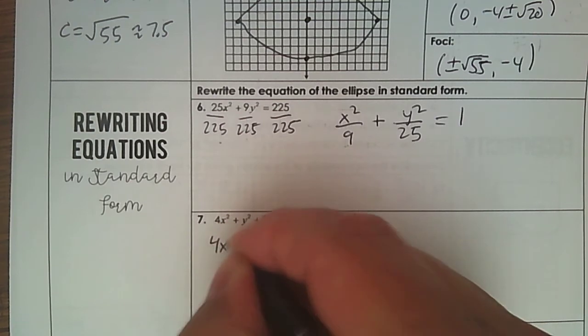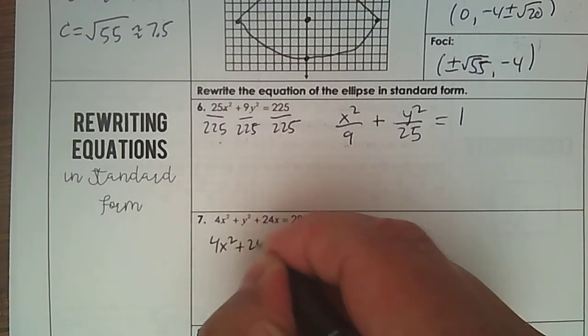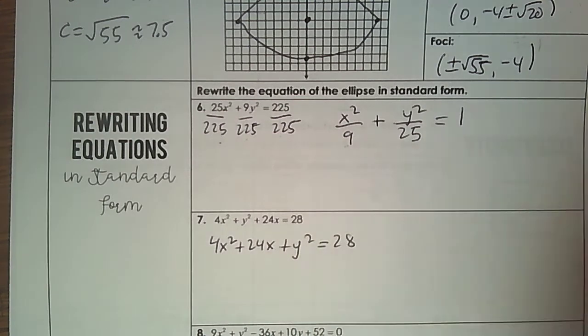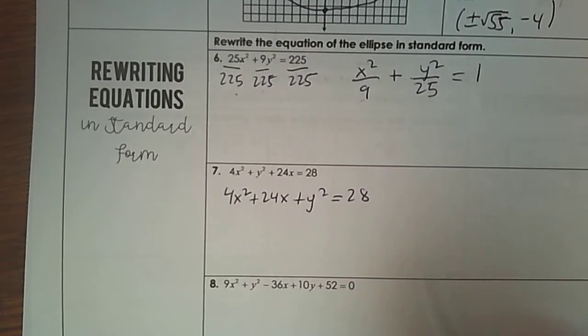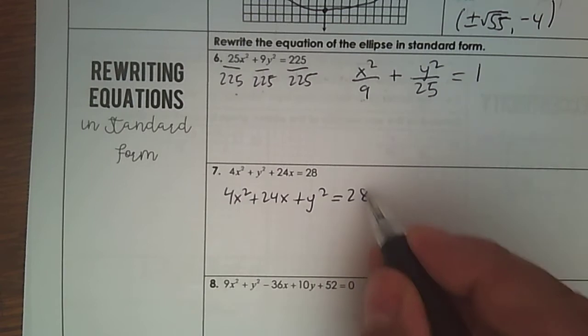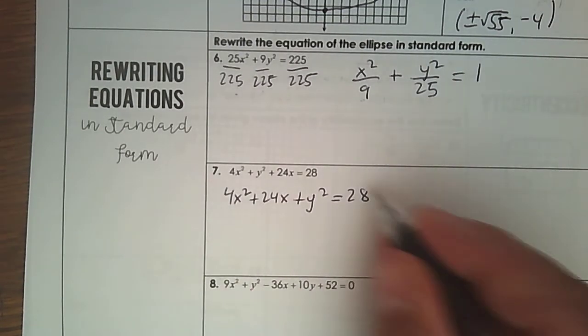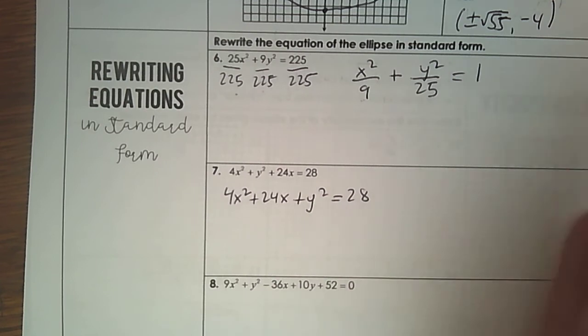Number 7. I'm going to rearrange this equation. So I'm going to put the x's together. So we're going to add 24x. The y squared can be beside it, and then we have 28. Before I divide by whatever this number is, 28, to make it equal to 1, I need to complete the square first, and then whatever the number is we end up with on the right side, then I divide to make it equal to 1.